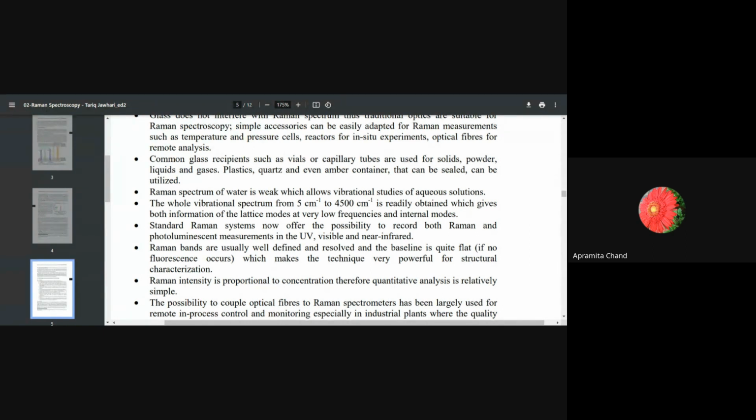Also, the whole vibrational spectrum from 5 cm⁻¹ to 4500 cm⁻¹ is readily obtained, and at very low frequencies and internal modes you can get the information for both vibrational and Raman spectra.